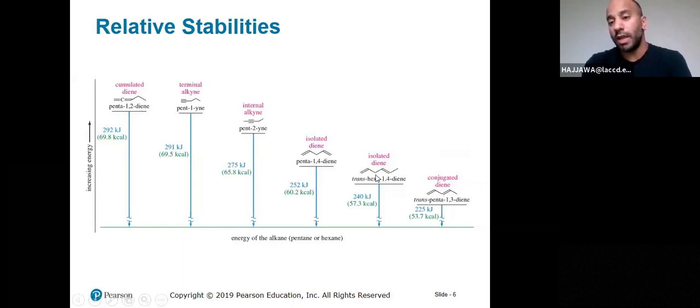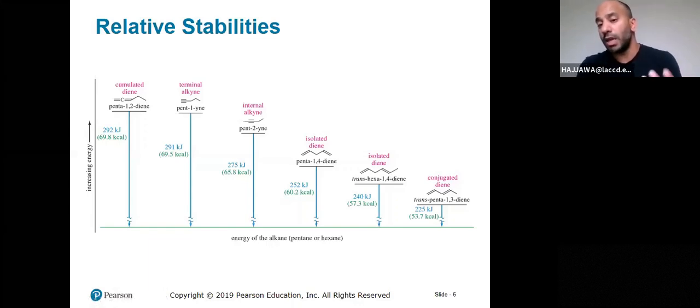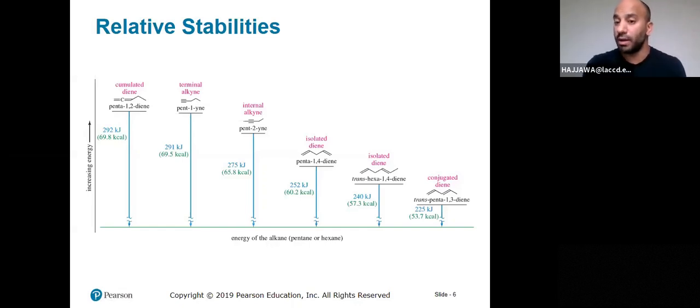And this isolated diene, the reason why it's more stable than the other isolated diene is because of the di-substitution on one of them. The more substituted the alkene, the more stable it is. That's what we learned from the alkene chapter. So in this case, the more substituted isolated diene will be more stable than an isolated diene that's less substituted.